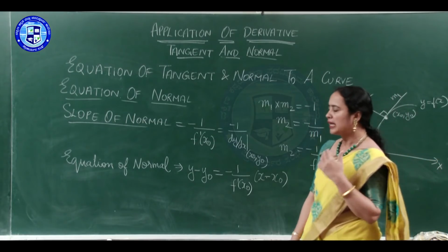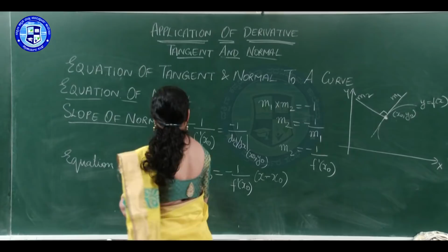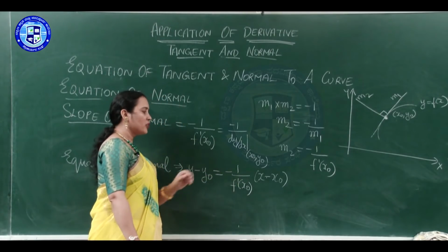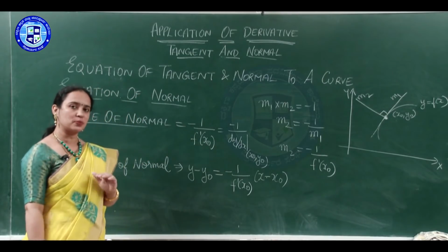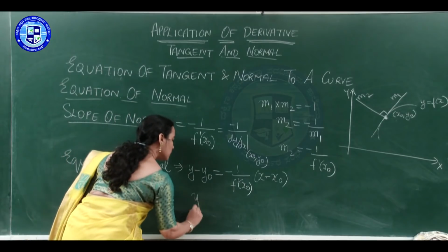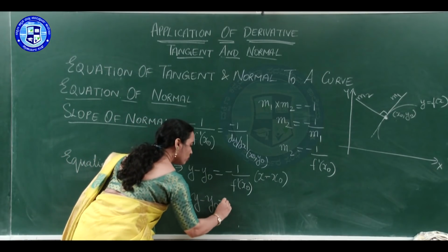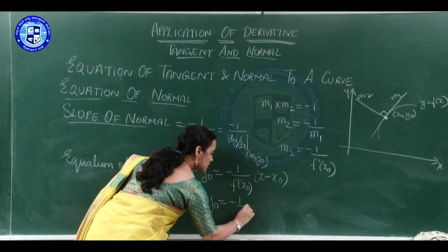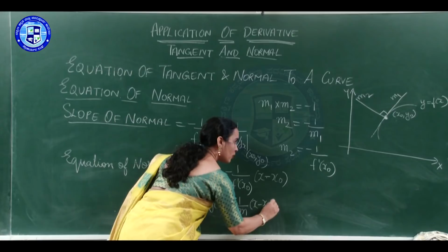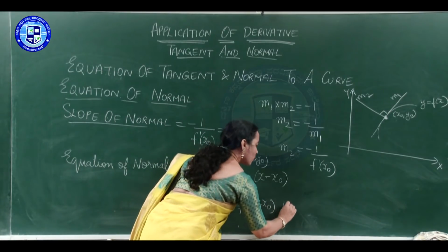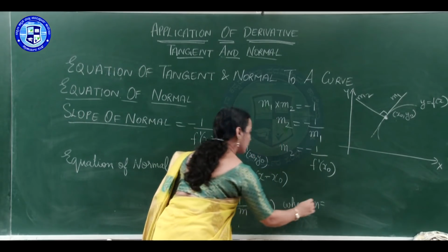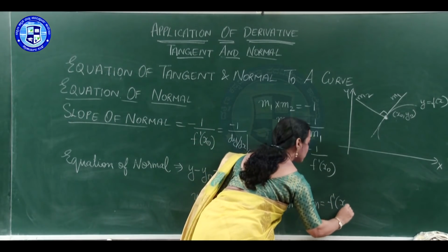This will be the equation of the normal: y minus y naught is equal to -1 by f dash of x naught into x minus x naught. If you want to keep it simple, you can write the same form as y minus y naught is equal to -1 by m into x minus x naught, but remember, where m is equal to f dash of x naught.